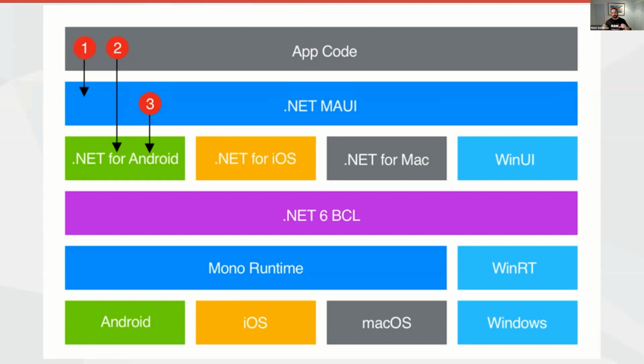And then in terms of where that runs in terms of infrastructure, on Android, iOS, and macOS, the runtime that you will run against is the Mono runtime. And on Windows, it will be the WinRT, Windows runtime. So you can see that there's a lot of infrastructure there, and a lot that goes into making it work.